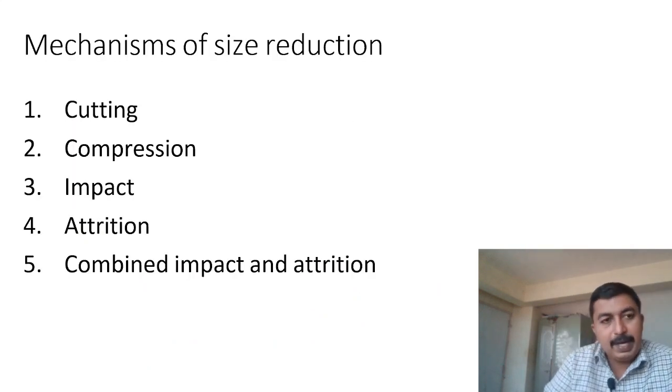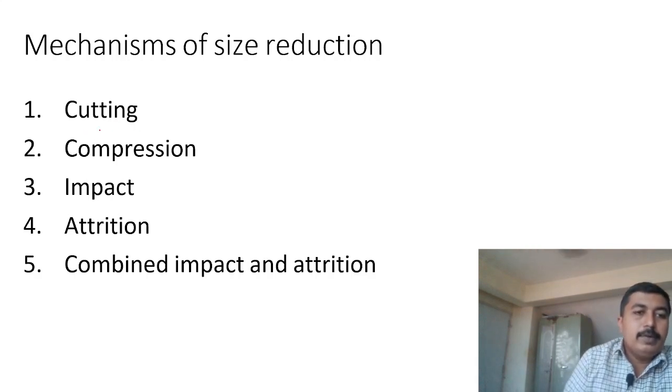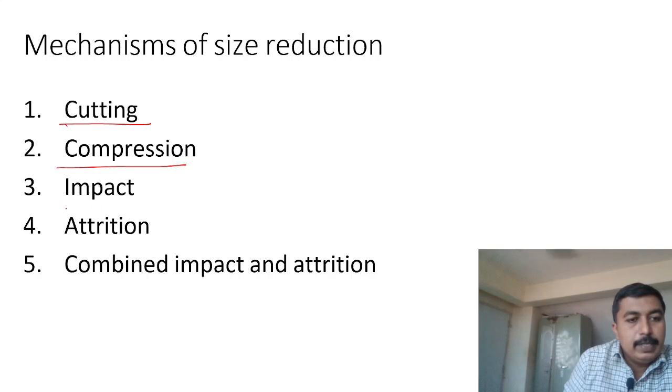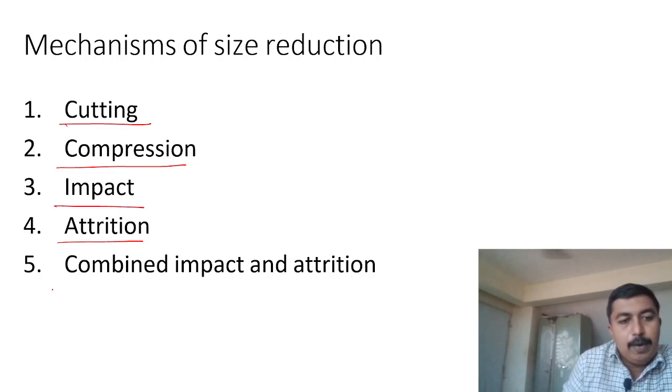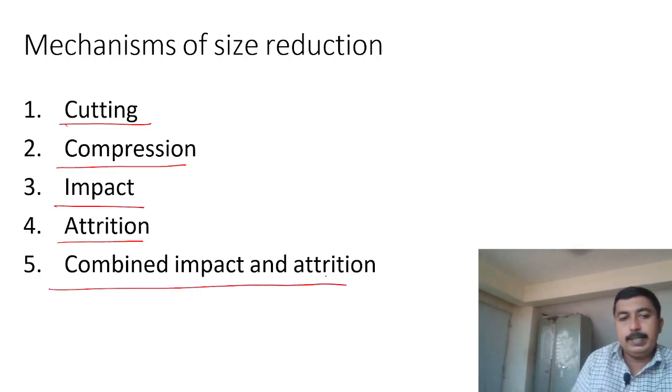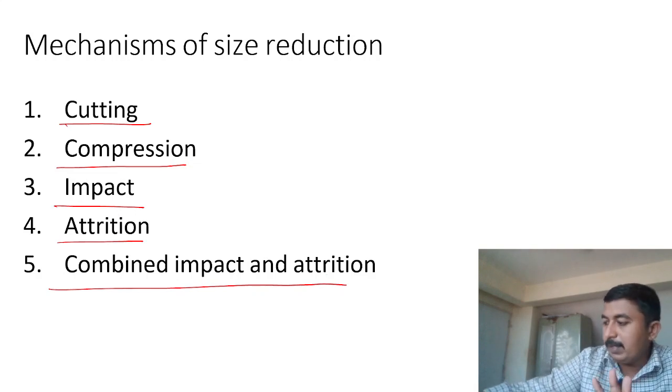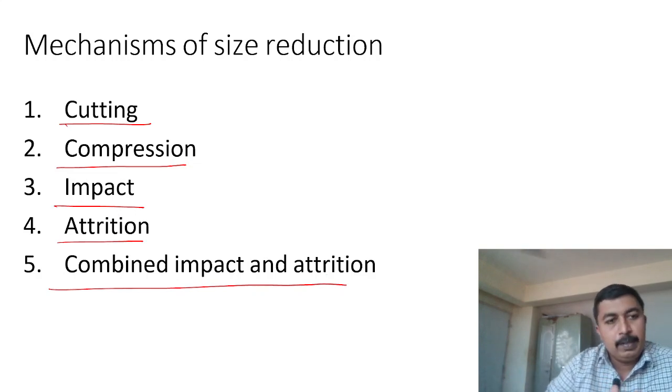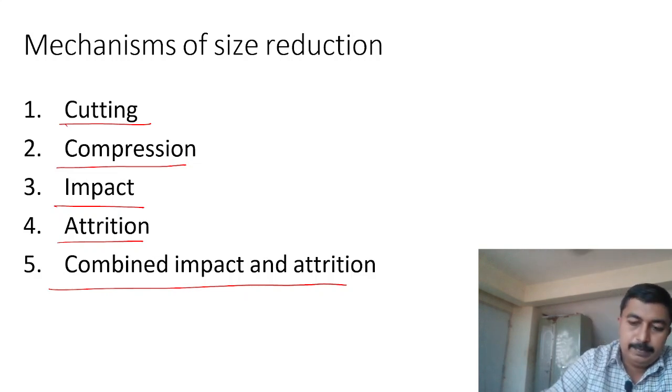Next, come to the mechanisms of size reduction. How can you carry out size reduction? First, by cutting of the material. Next is compression. Next is impact, attrition, and the combination of impact and attrition. All mechanisms we have to discuss in detail. Especially these mechanisms are asked in the semester examination.